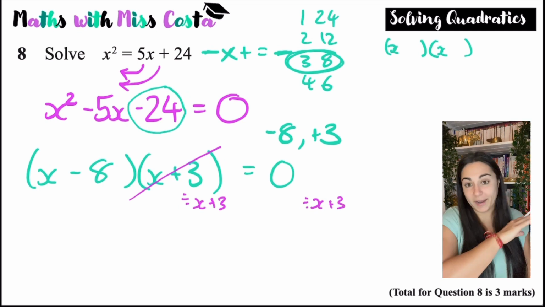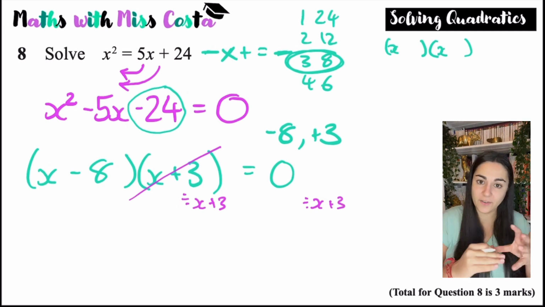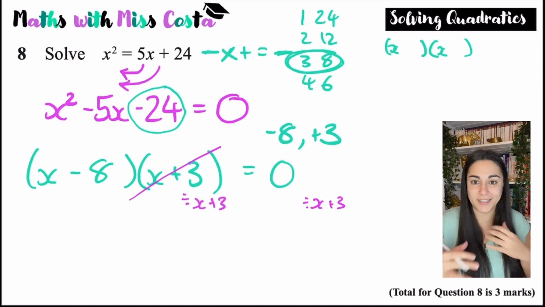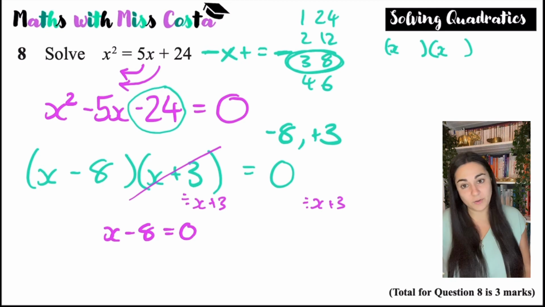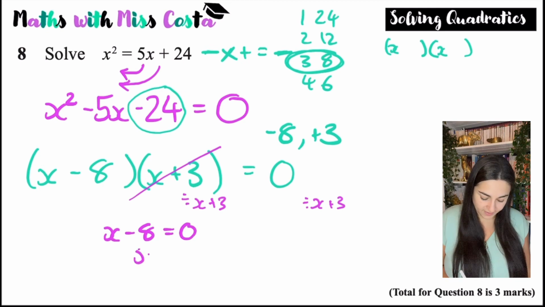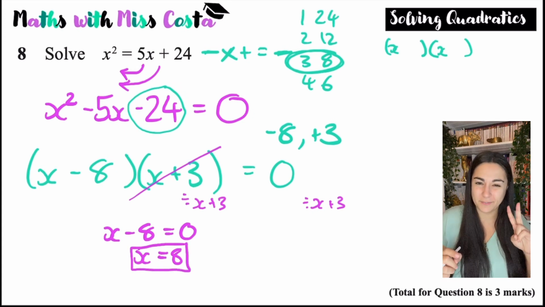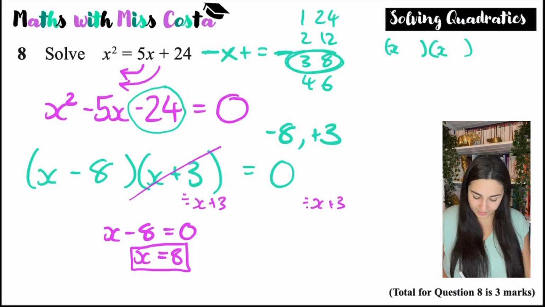Now 0 divided by anything gives you 0. So when you divide by the brackets, it doesn't change. It still stays a 0. So you'd have x take away 8 equals 0. Then to solve it, you move the 8 onto the other side. So x equals 8. That's one part. A quadratic is usually going to have two answers. So you've got x equals 8.